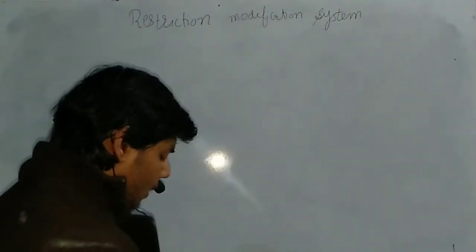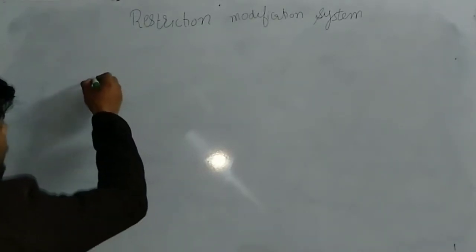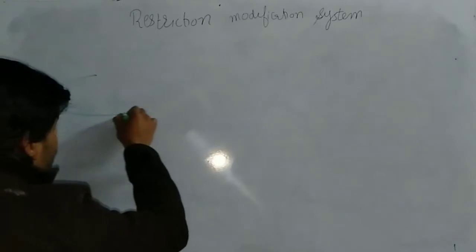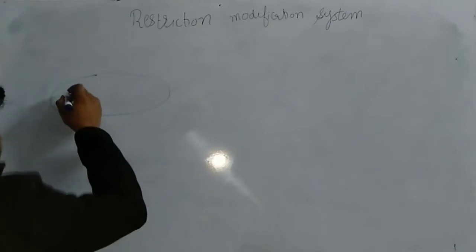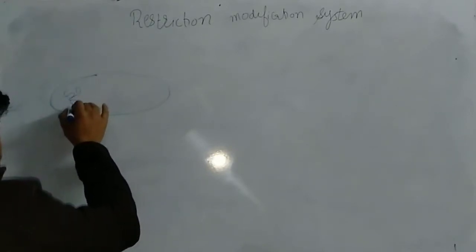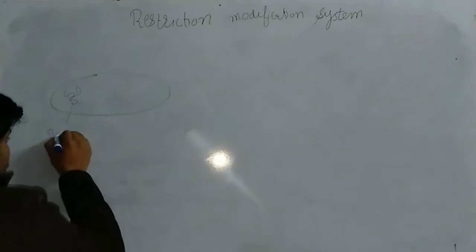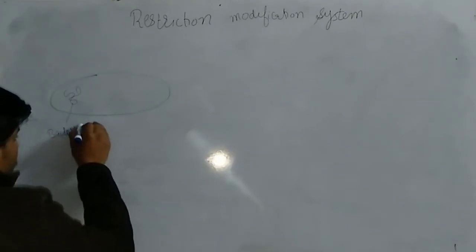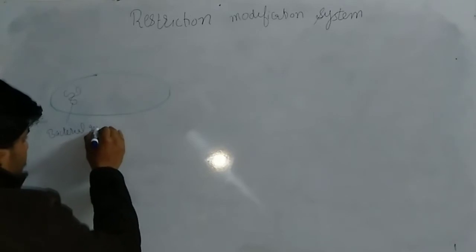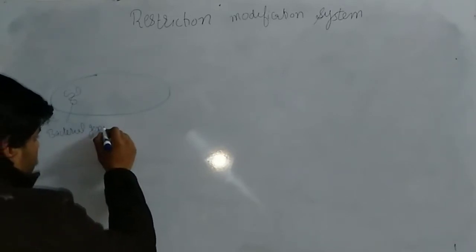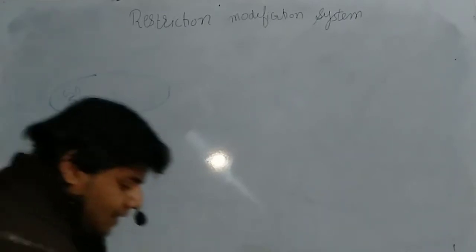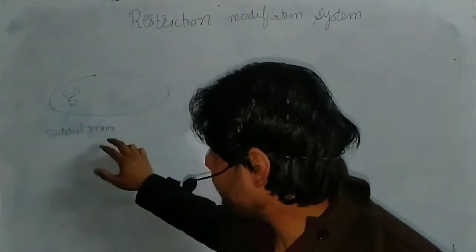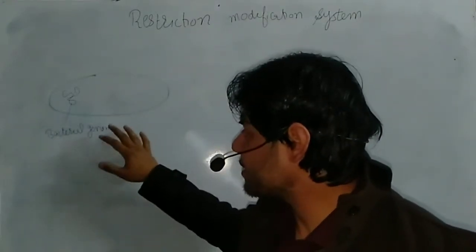Now, let me explain with the help of a diagram. Let's say this is the bacterial cell, and this is the bacterial chromosome, as you can see. Let me write bacterial genetic material, or bacterial genome. Now the bacterial cell is fine and it can divide and replicate.